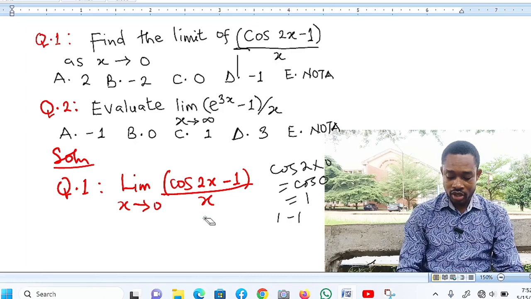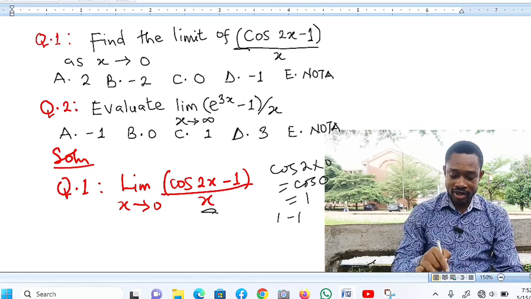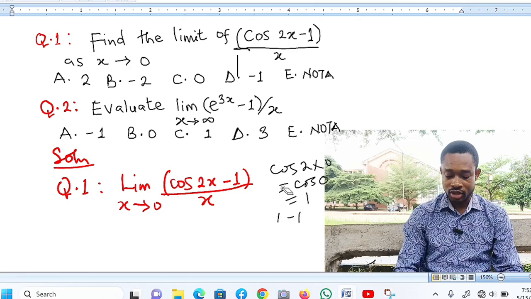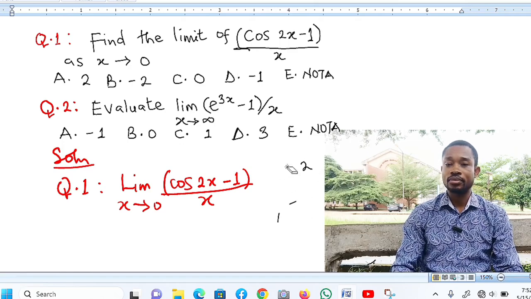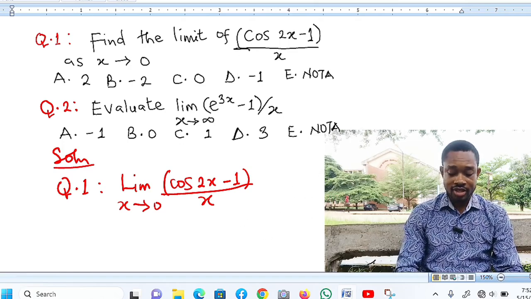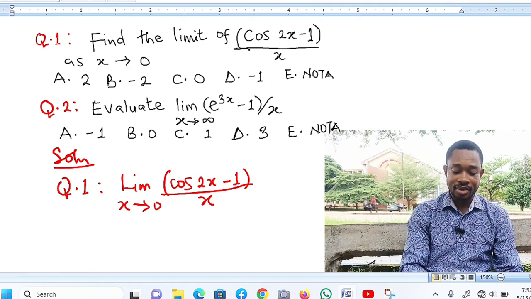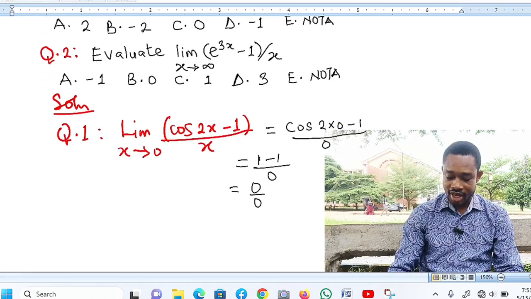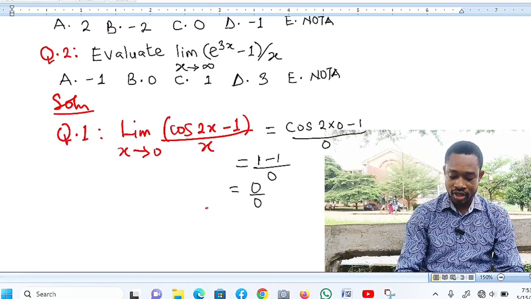Then in the denominator, we also have x there. If you replace that x with 0, the whole term you have in the expression would be 0 over 0. And of course, you know that 0 over 0 is an indeterminate term. So I'm going to indicate that 0 over 0 is what? Indeterminate.